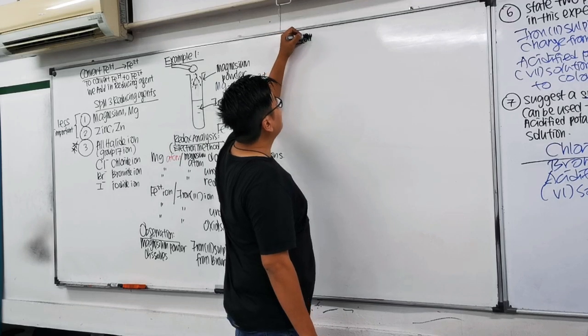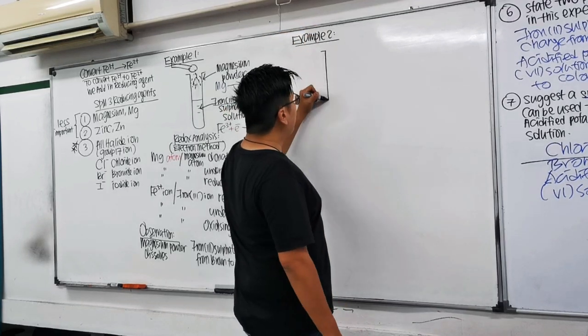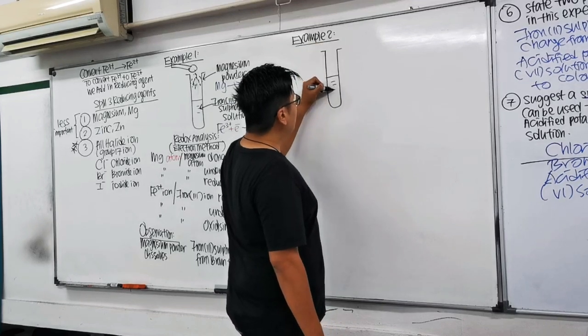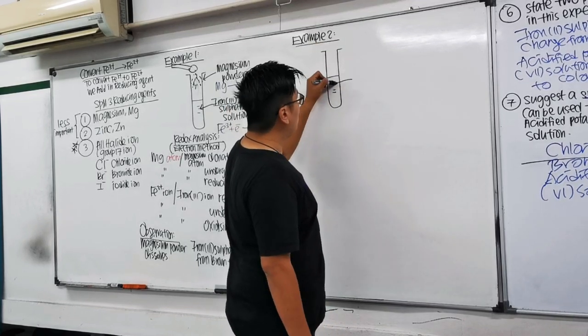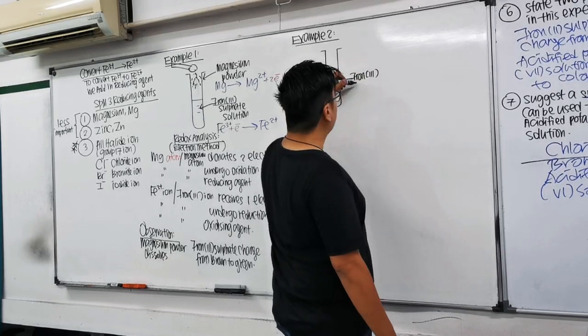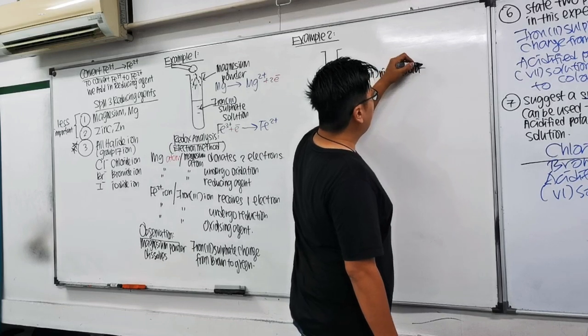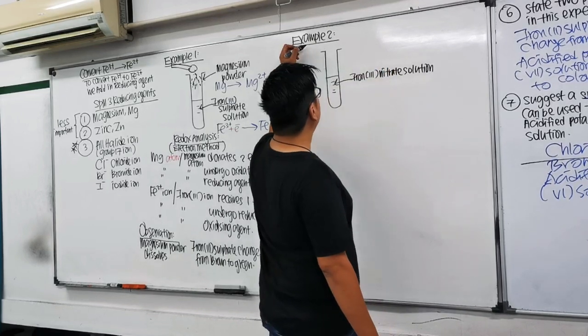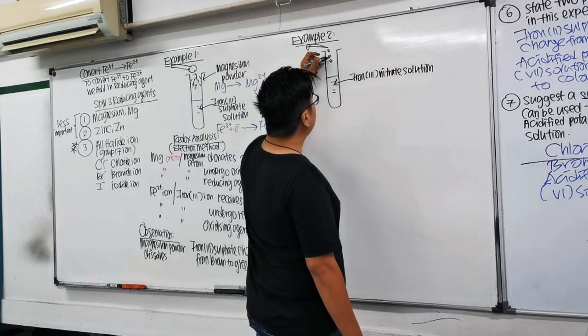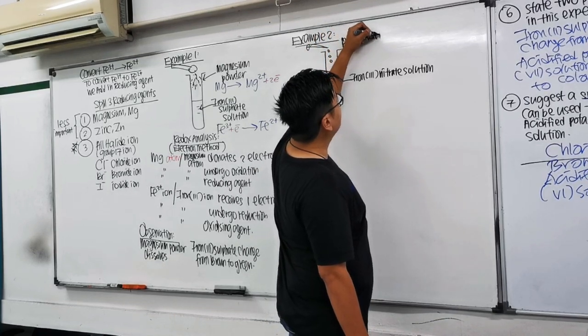Okay, now this is example number 2. Now we have a test tube. Inside the test tube, you put iron 3 nitrate solution. And over here, you have a dropper. The dropper immerses a few potassium iodide solution.